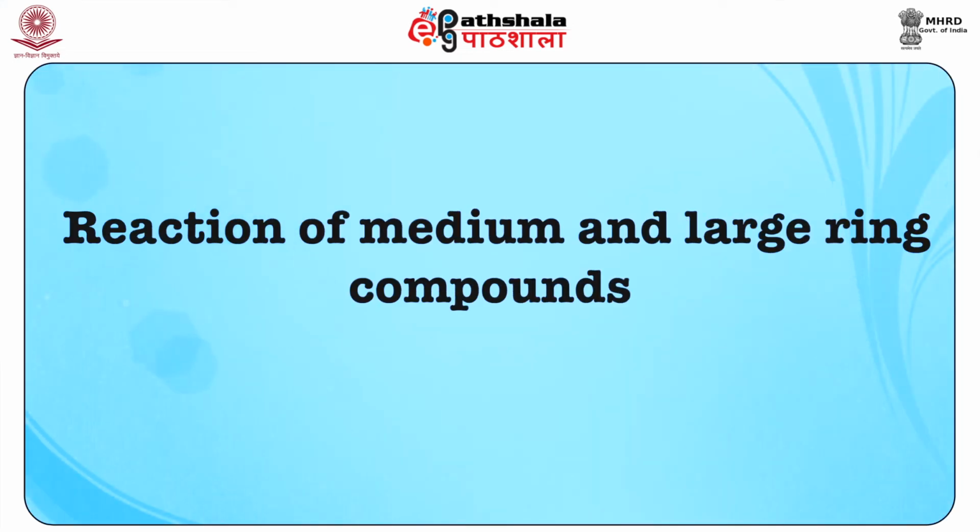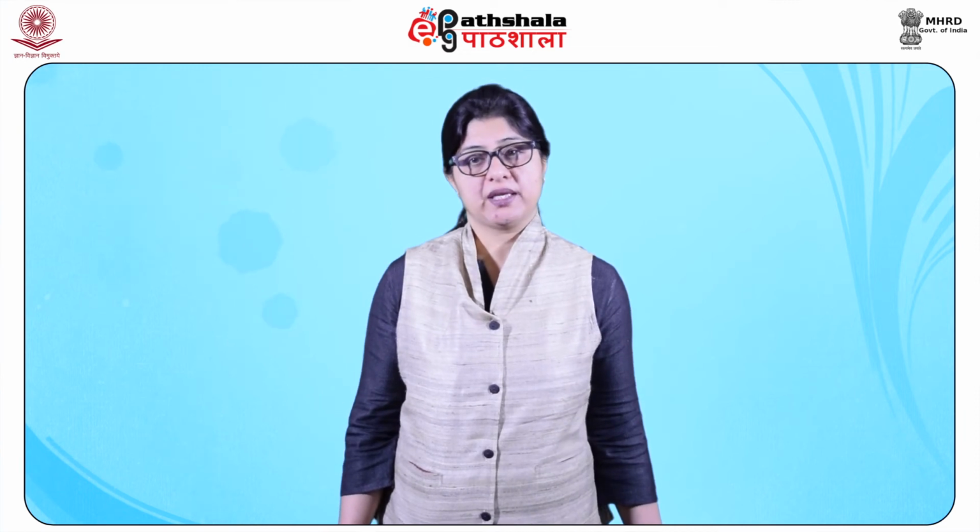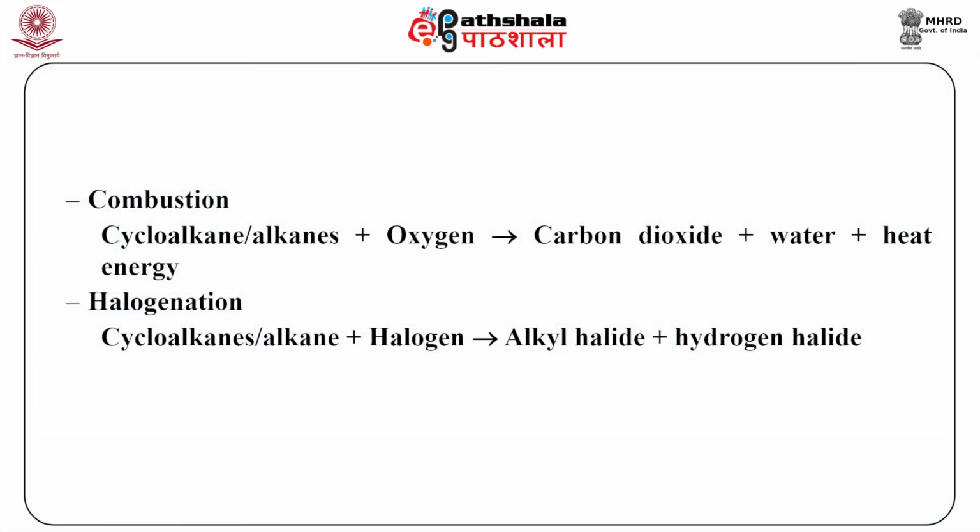Reactions of medium and large ring compounds. The chemical reactions of medium and large ring compounds follow our usual cycloalkane reactions. There are two major types of reactions of alkanes and cycloalkanes. Combustion: cycloalkanes and alkanes react with oxygen, forming carbon dioxide, water and heat energy. Halogenation: they tend to undergo reaction with the halogens, forming alkyl halide and hydrogen halide along with it. However, some of the typical reactions are discussed here.